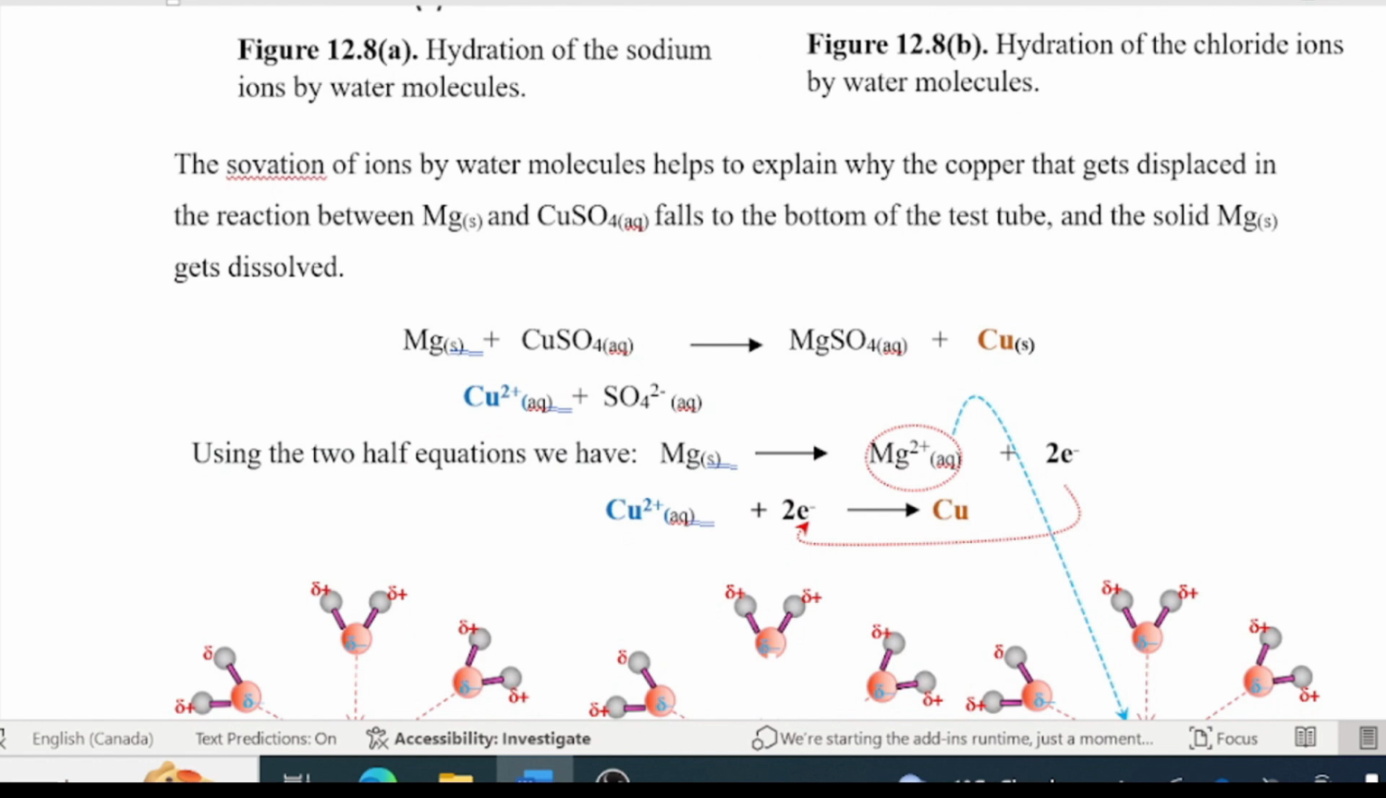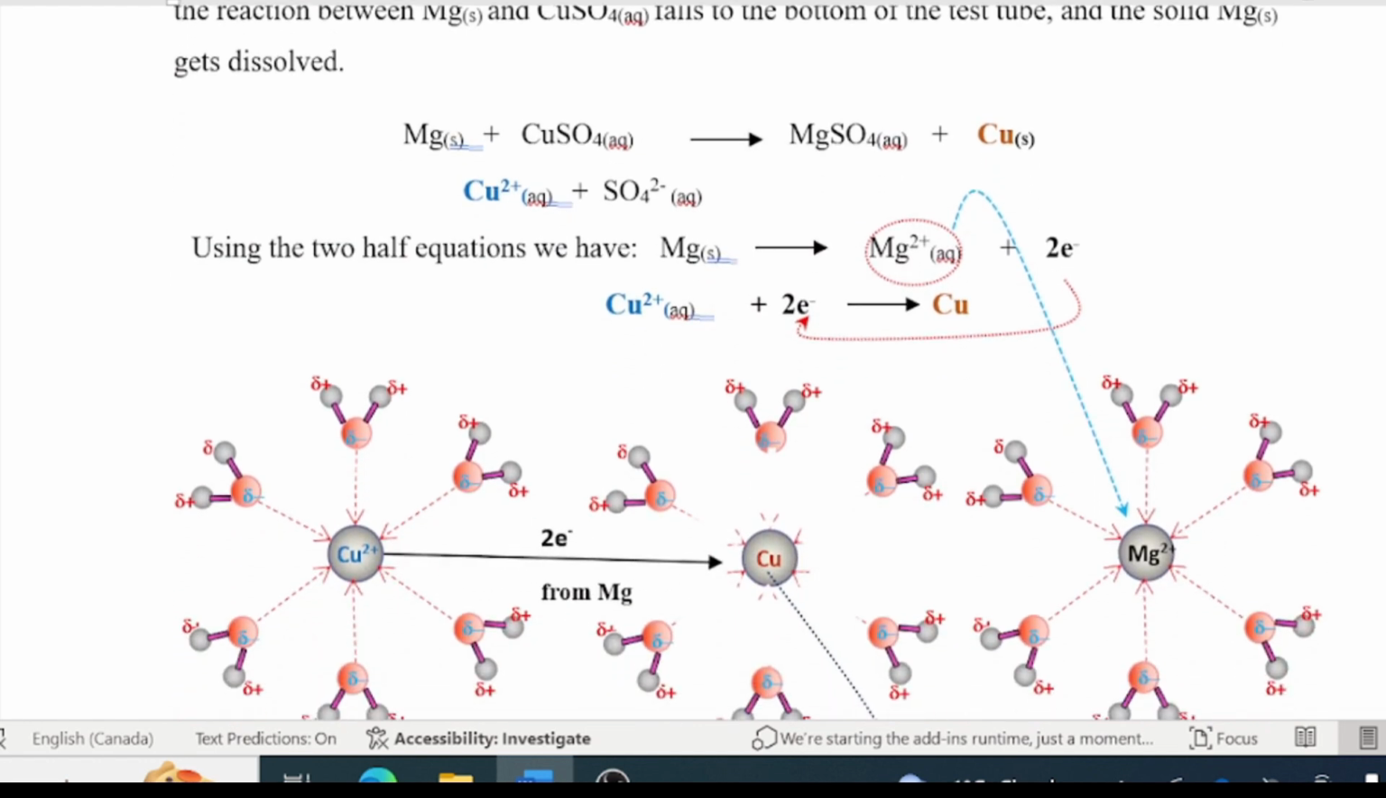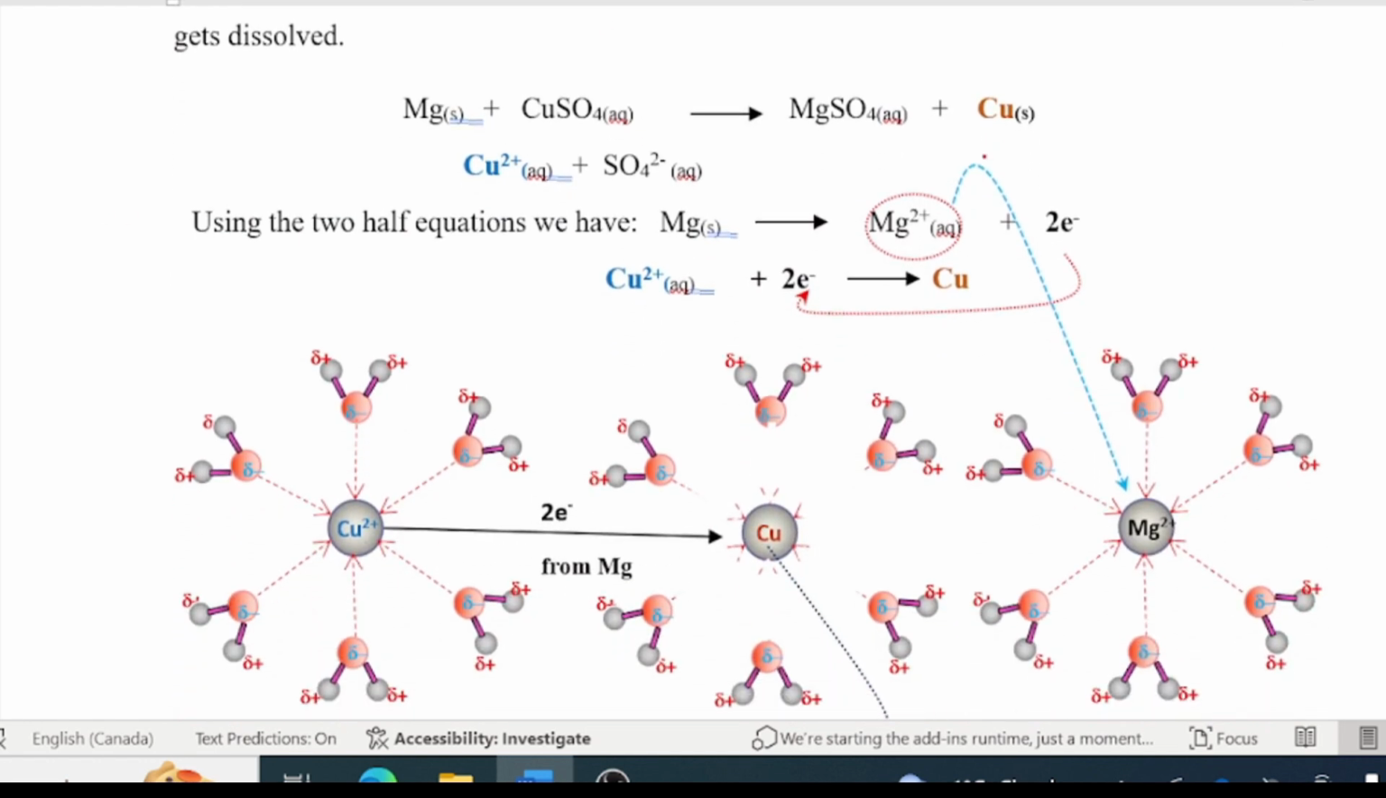Now I just want to go back to explain to you something that we did before. Remember when we did that displacement reaction? We said that magnesium displaces copper, and the copper sank to the bottom of the test tube. But magnesium became part of the solution. This is the explanation. Look, magnesium gives up 2 electrons and becomes an ion. These 2 electrons are accepted by the copper ion and it becomes a copper atom. So look at this diagram here.